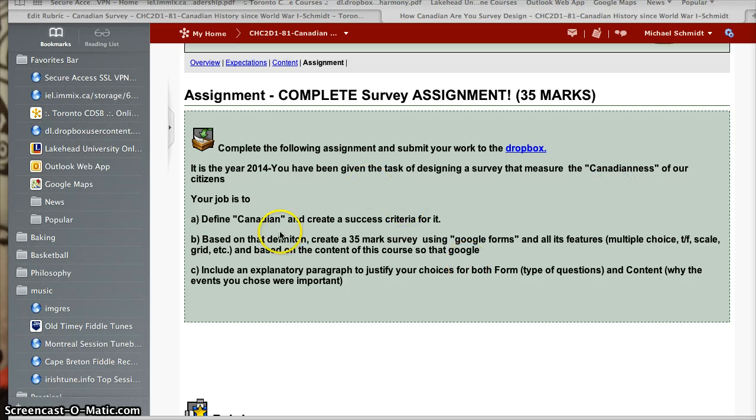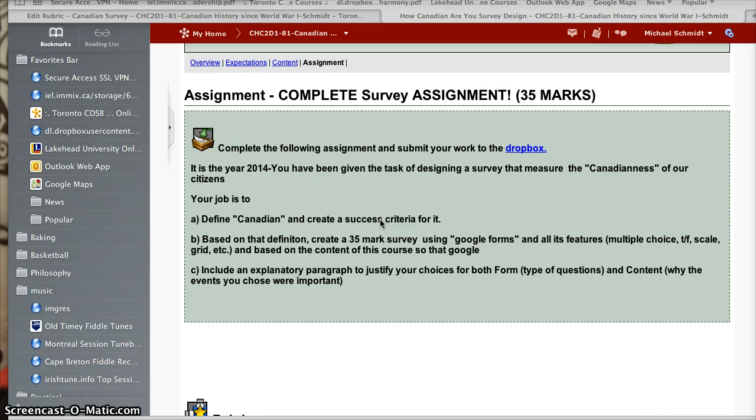So your first job is to actually define Canadian and create a success criteria for it. What does that mean? Does that mean you have to create a rubric? No, it doesn't really mean you have to create a rubric. I associate success criteria and rubrics because I'm marking your stuff. So I often talk about success criteria in reference to rubrics. But a success criteria can just be a checklist of ideas that fit the mold.